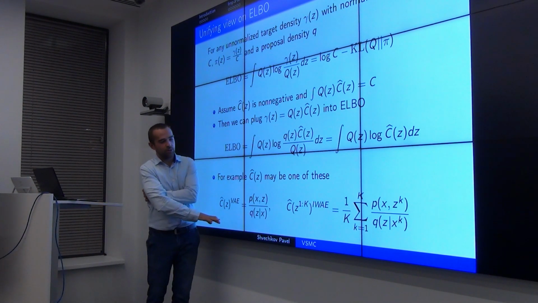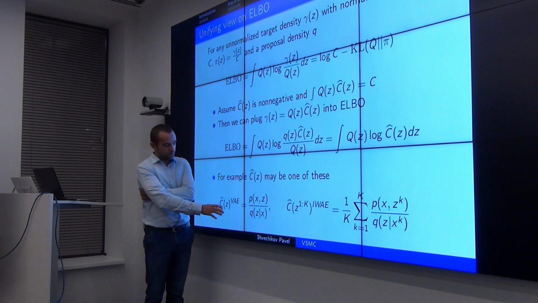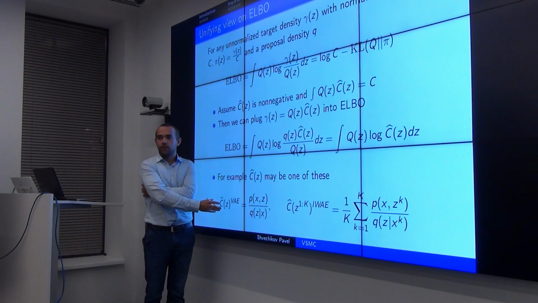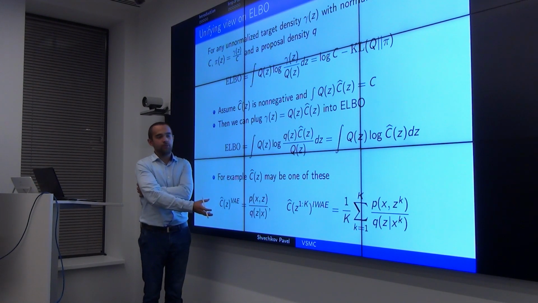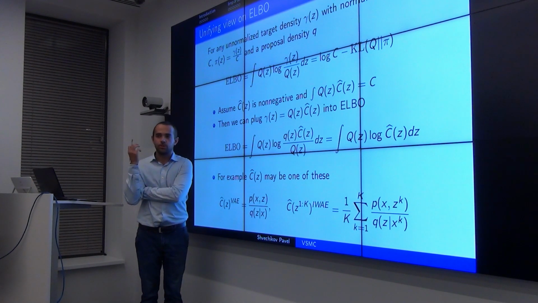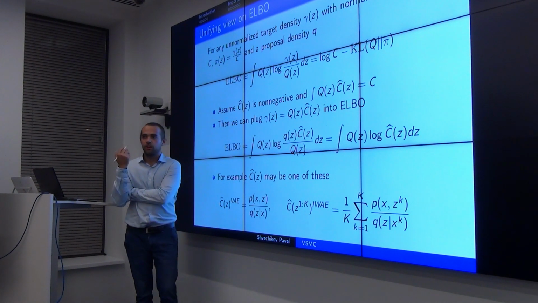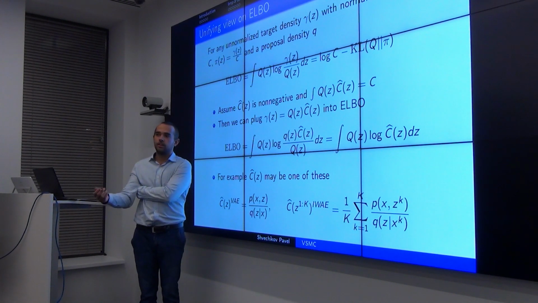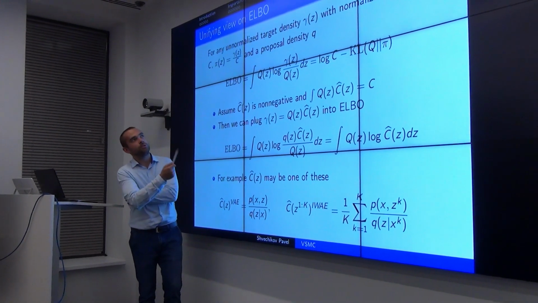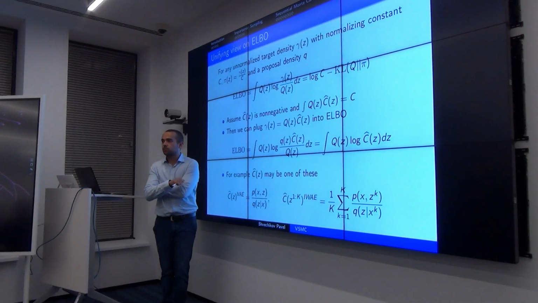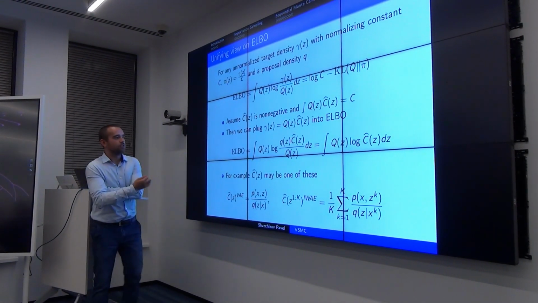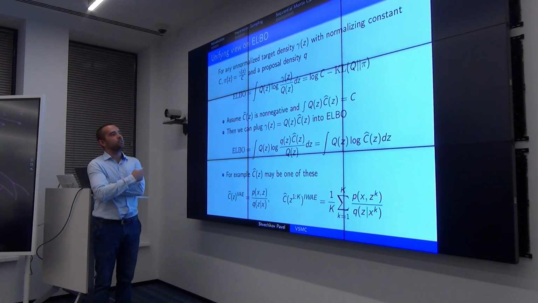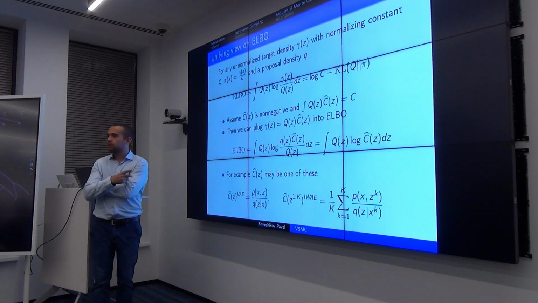I will say what I'm going to do next. I'm going to define a new C hat, and this C hat will be somehow related to sequential Monte Carlo. This is the way to obtain a new alpha which relies upon sequential Monte Carlo. If you don't understand this, you will not understand the variational sequential Monte Carlo. So please, maybe I have messed up something here. Just ask and I'll try to help.